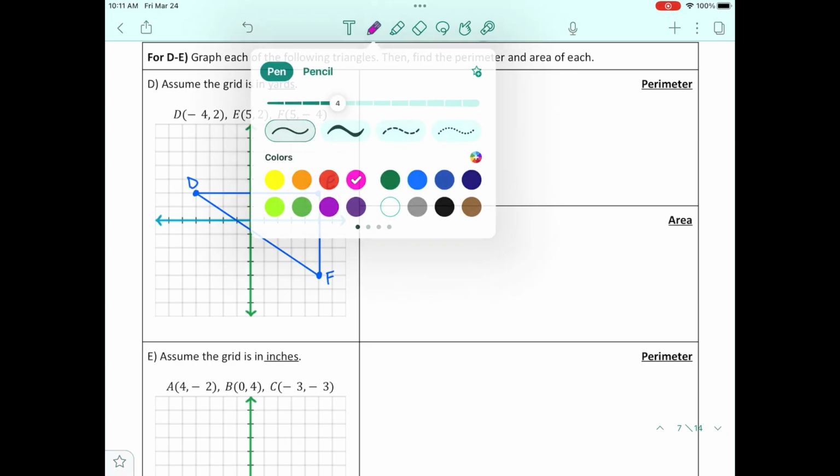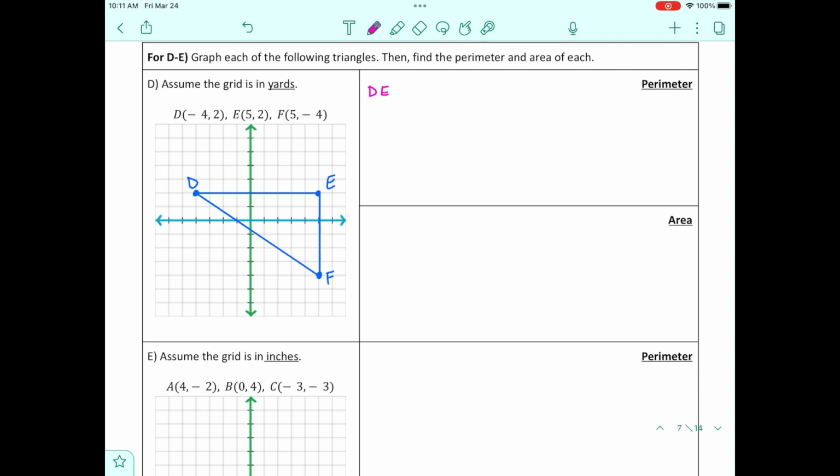And what I'm going to do for this, again, organization is key. I'm going to write out the different sides that I need to find so that I can fill them out, and then I will be able to add those up at the very end. So I wrote out DE, I'm going to find that length. DF, I need to find that length. EF, I need to find that length. And then once I know that, I can find the perimeter total.